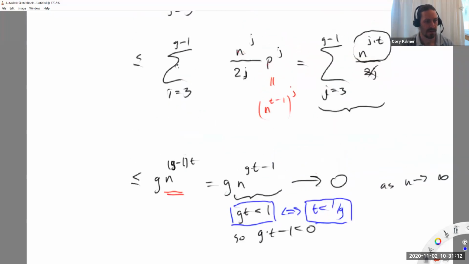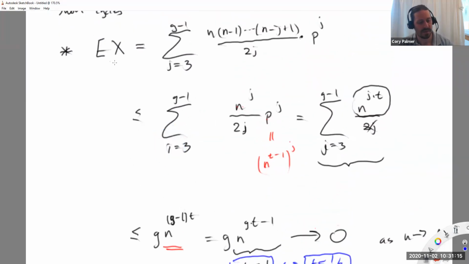So what does this mean? This means that the expected number of short cycles is this quantity here, which as n gets larger and larger, gets smaller and smaller, okay? So the average number of short cycles starts to vanish as n gets large. Why does that make sense? Let's think for a second here.